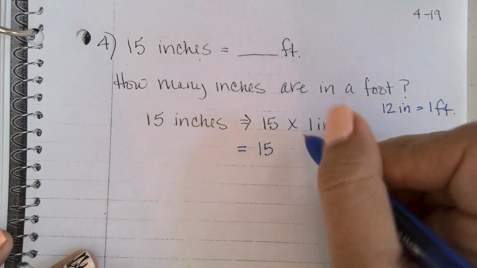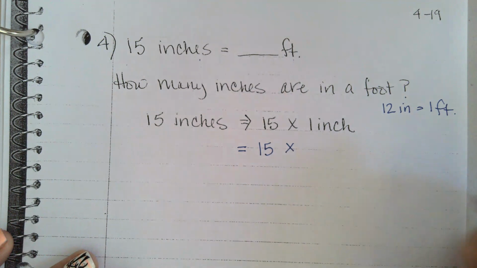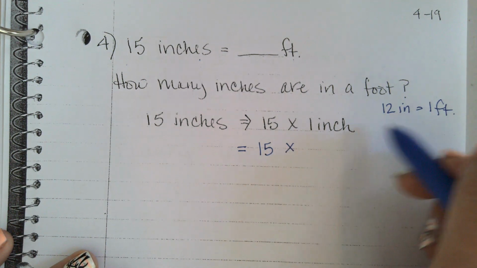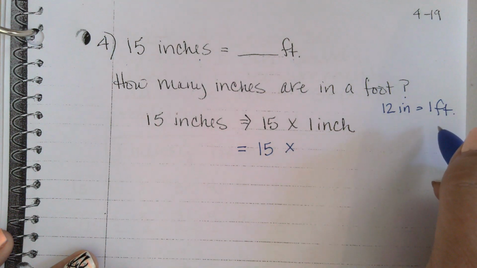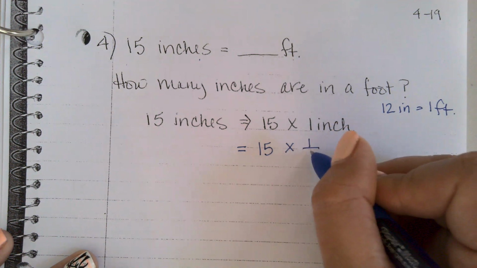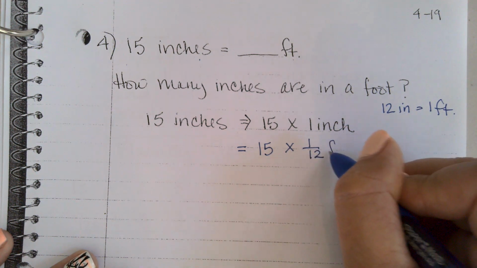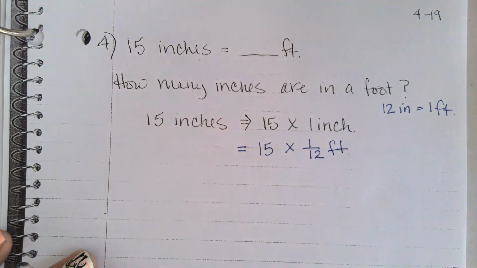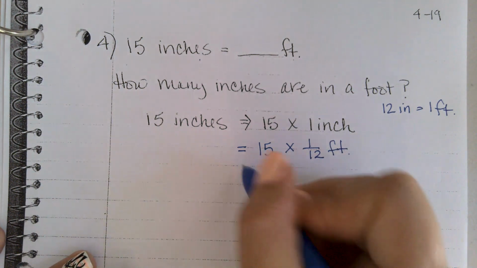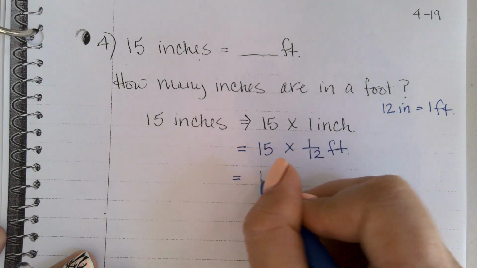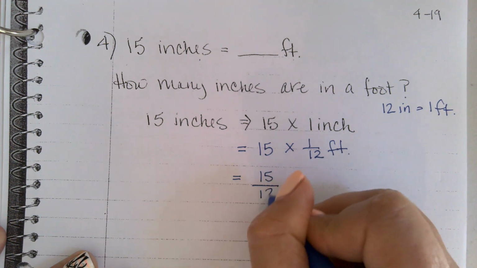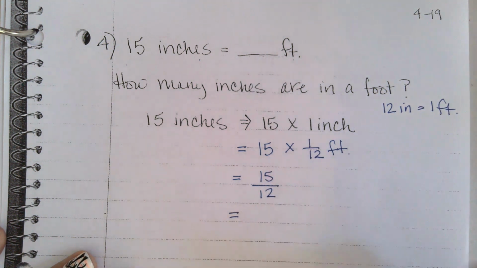Did you just say 15 times? What are we going to do? We're going to say it's 1/12 of a foot, right? 1/12 of a foot. So what do we end up with? 15 twelfths. So we definitely have more. We have an improper fraction.